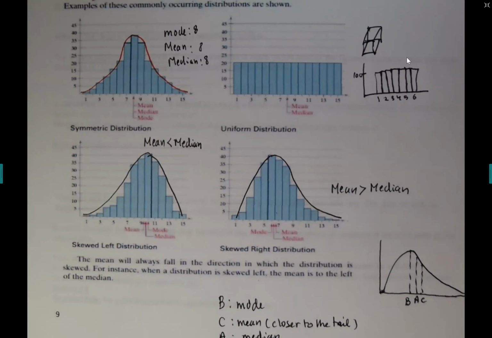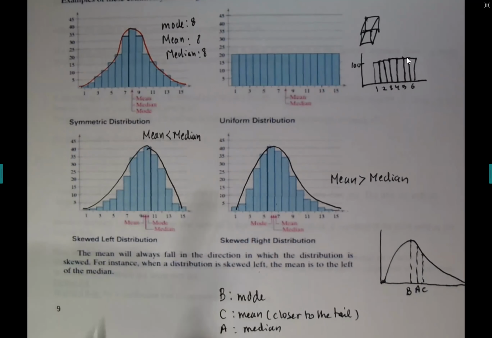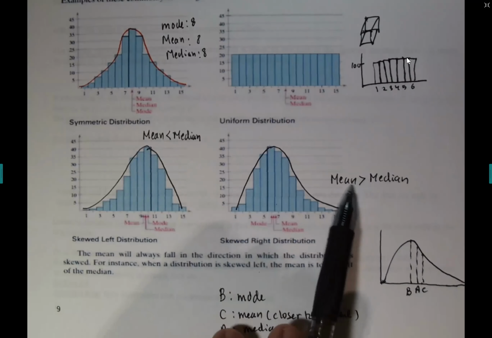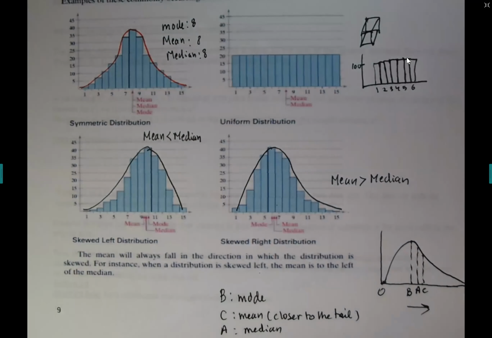If you have a symmetric distribution, you cannot distinguish between the three. They are the same. But if you have a skewed right or left, you see here, the mean is bigger than the median. And on the number line, we go from left to right, larger. That's a 0, let's say, for example, here. And we're going this way.